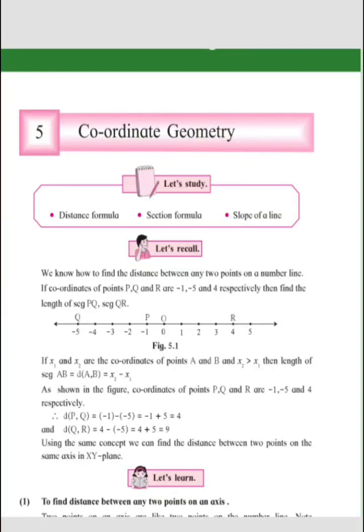Okay, my dear students, today we will discuss the fifth chapter of geometry, that is Math 2 of class 10th, coordinate geometry. These are the short clips of mathematics.